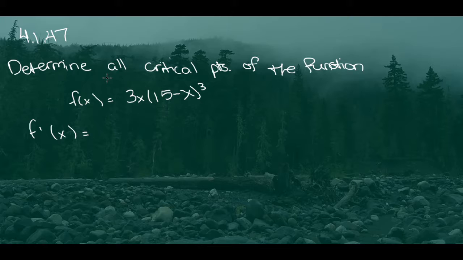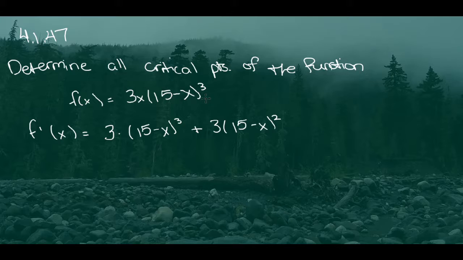So I first take the derivative of the first term. So the derivative of 3x is 3, and then multiply that by the second term, (15 minus x) cubed. And then plus the derivative of the second term. So 3 times (15 minus x) squared.